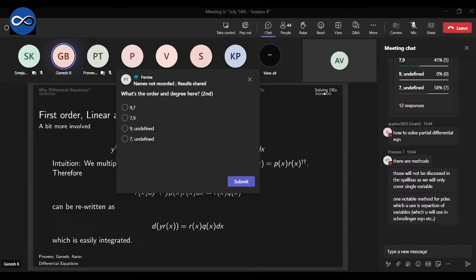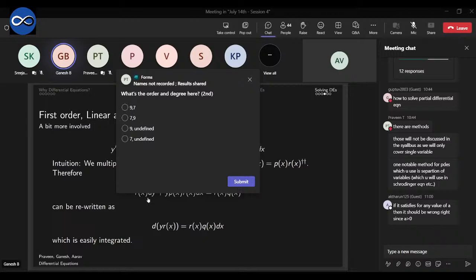We will look at what the intuition is to solve such differential equations. Rearranging this, you see that you get something like this: dy plus y times p of x dx equals some q of x dx. So the intuition here is that to solve such equations, just multiply some r of x throughout this entire equation, and you will try to find such an r of x so that this LHS can be rewritten as the differential of y r of x.